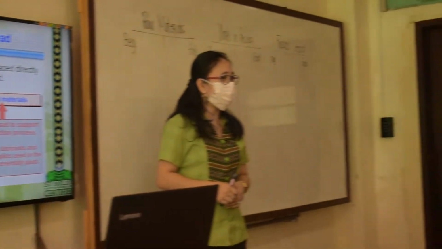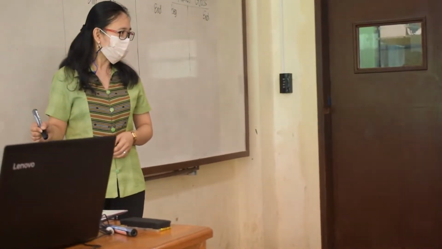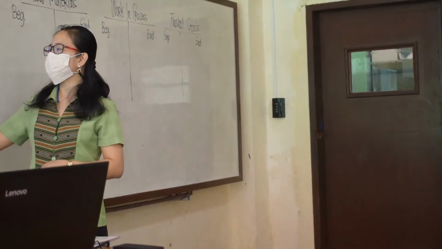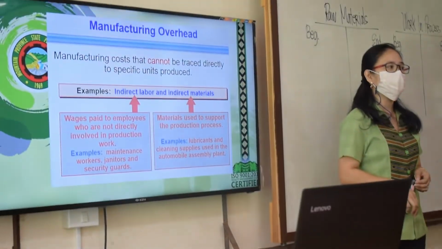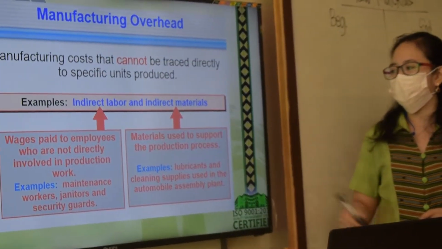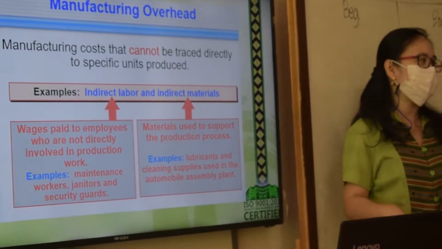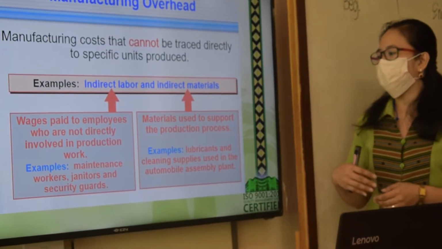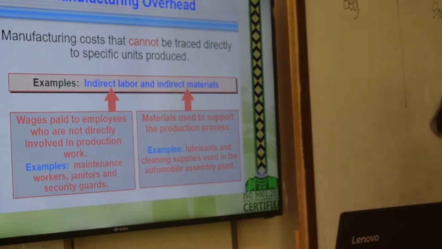Because you will be using that in your feasibility study. Also, materials used to support the production process are part of the manufacturing overhead cost. Like the ones mentioned, the lubricants, and the cleaning supplies used in the automobile.